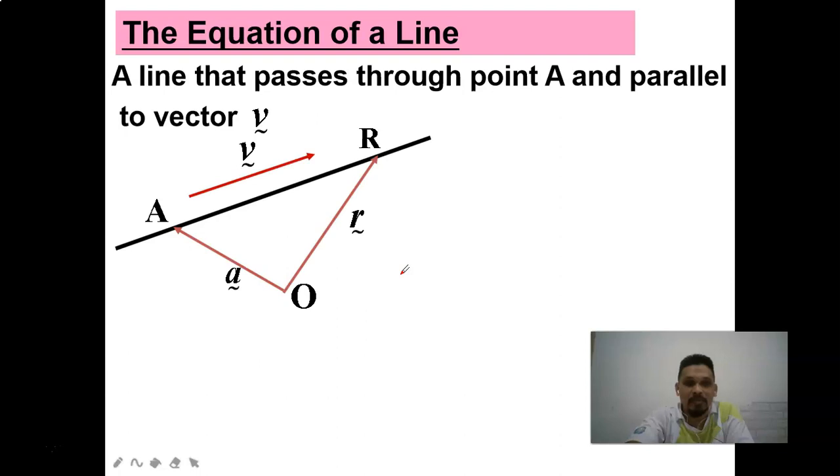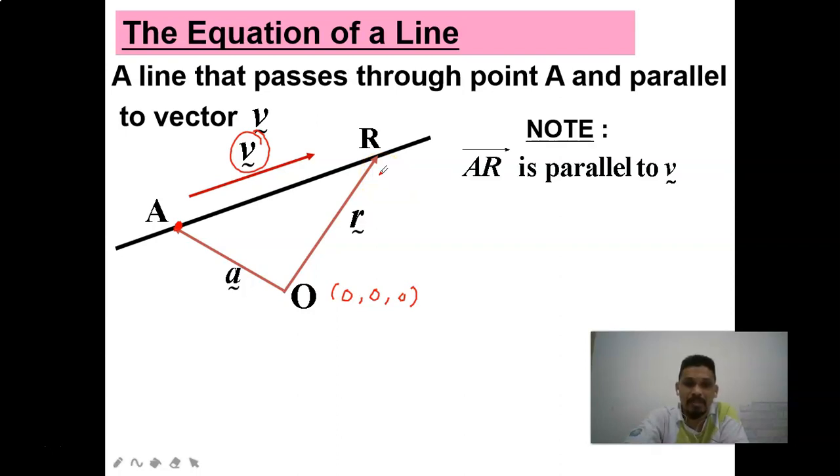Okay, a line that passes through a point A and is parallel to the vector V. This is the point A, and this is the point of origin O, which is the coordinate 0, 0, 0. So from the point 0, 0, 0, the position vector from O to A, and a line that passes through the point A and is parallel to the vector V. So this is our reference for this particular part here. So AR is parallel to V, which is the vector A to R parallel to V here.